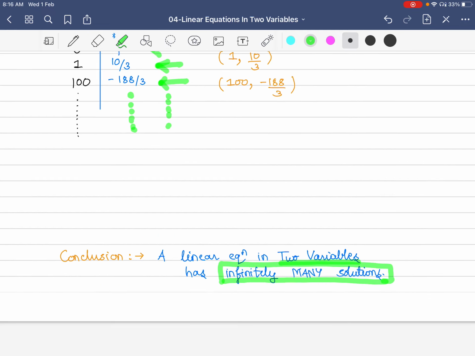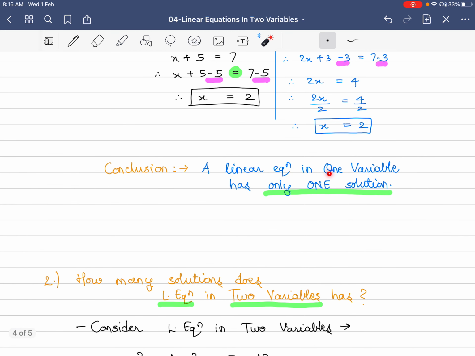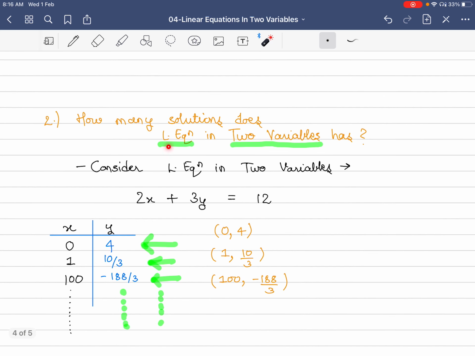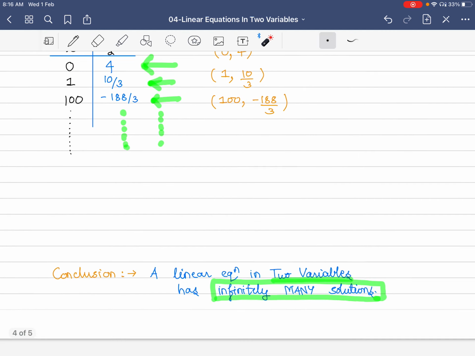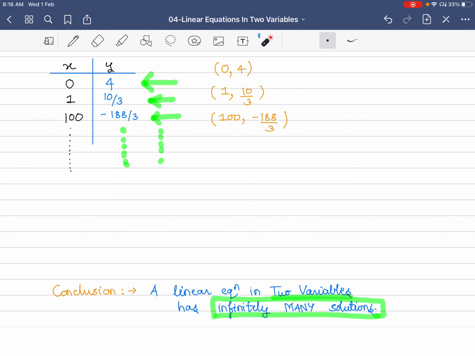In the previous discussion we saw that a linear equation in one variable has only one solution, exactly one solution. But the moment you make it two variables, a linear equation in two variables, you are going to get infinitely many solutions. So that is the important conclusion, important observation in this video.